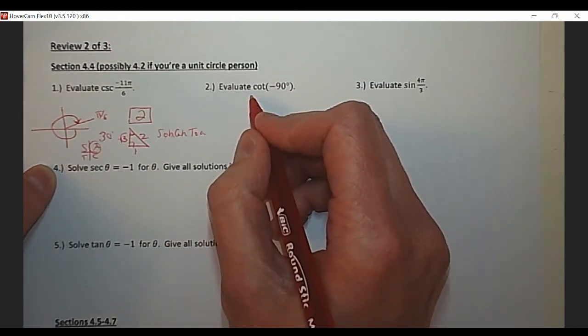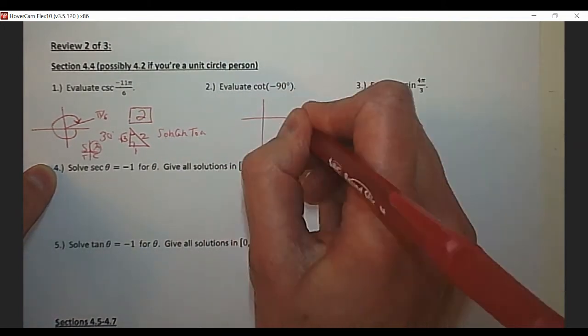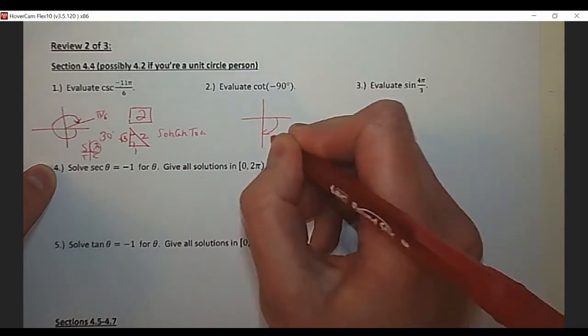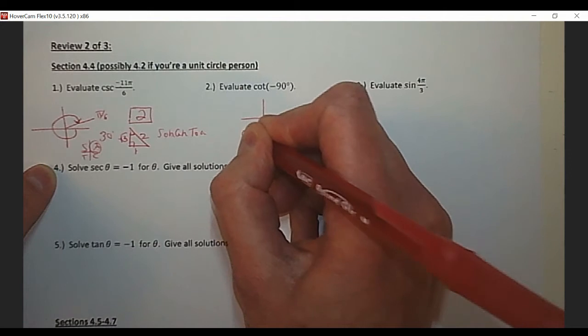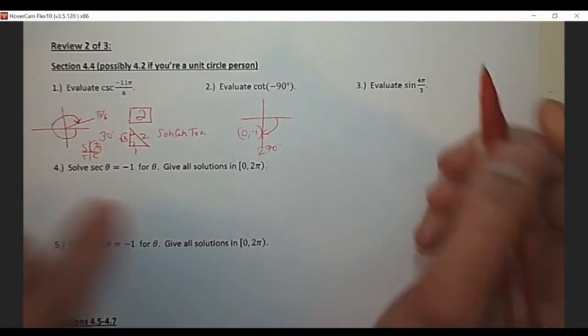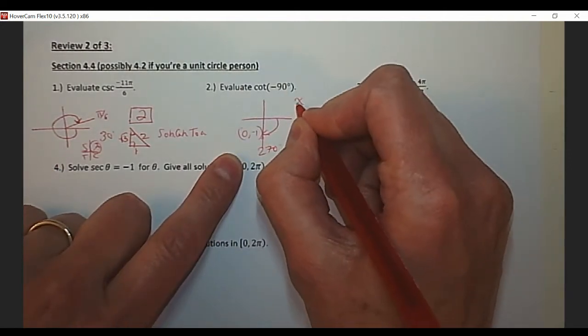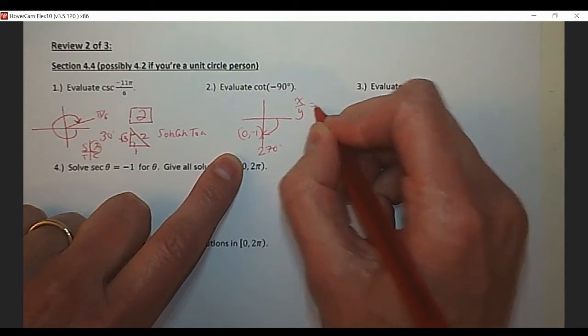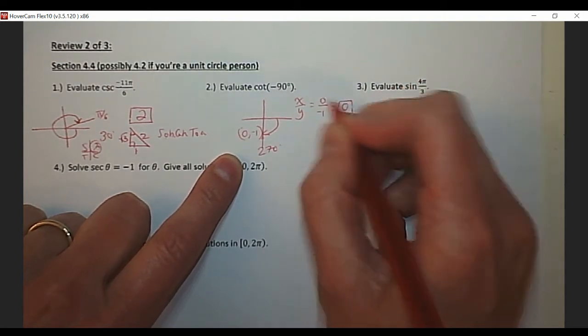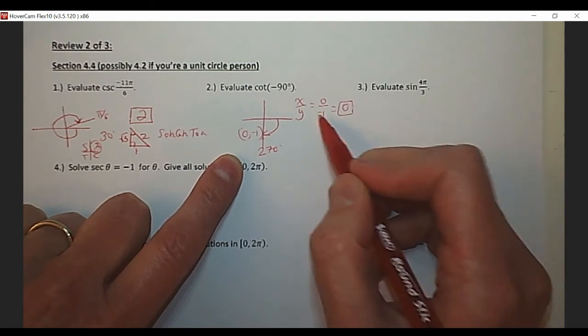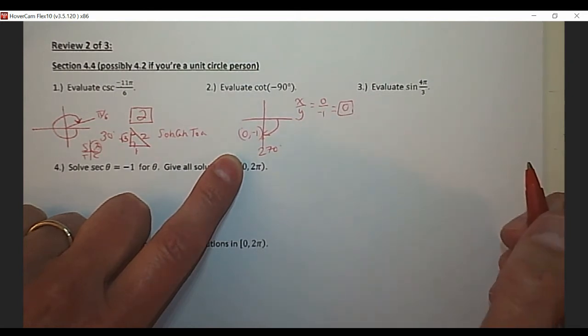For cotangent of negative 90 degrees, you can't use a triangle for that one. So we all pretty much have to sketch that, realize it's coterminal with 270, and we grab a point on the terminal side. For cotangent, the definition is x over y. So if we put x over y, we end up with 0. 0 in the numerator reduces to 0. If you had 0 in the denominator, it would be undefined instead.